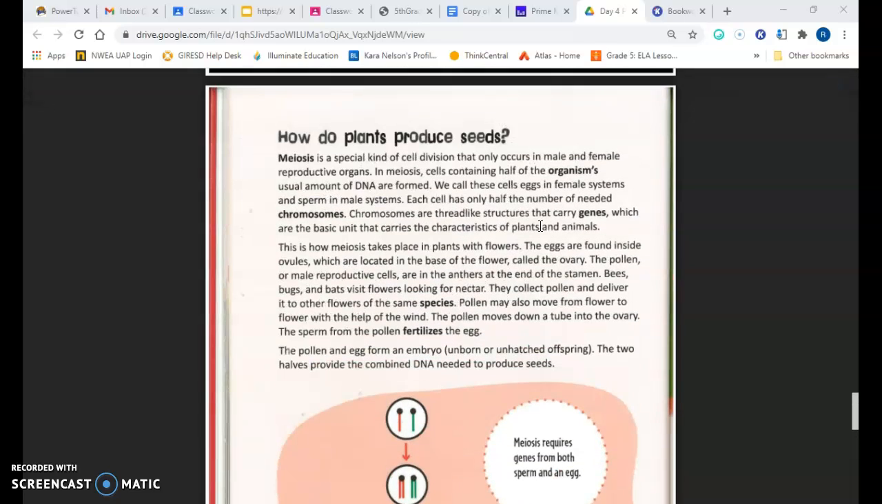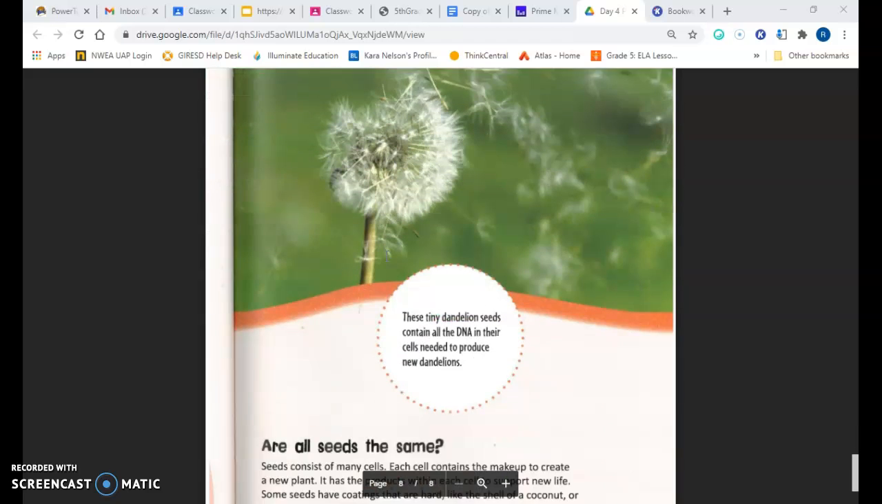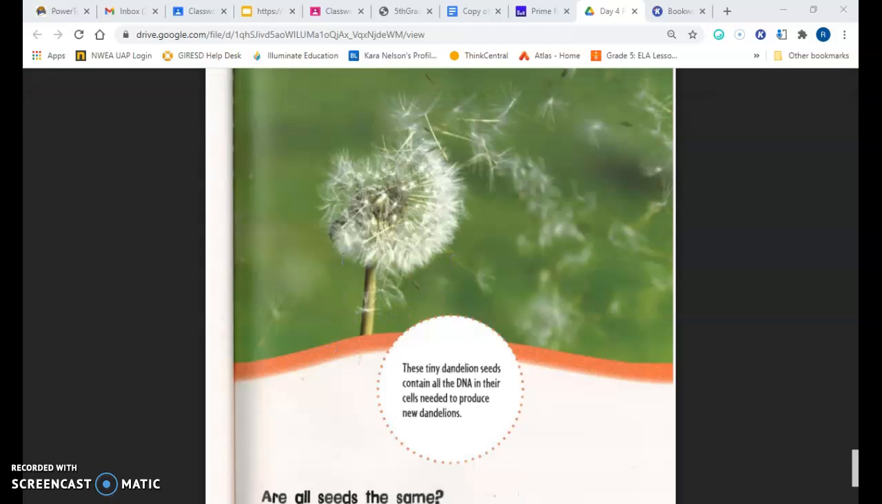So question for you on this, why are animals needed to help plants in meiosis? So what role do animals play in this process for plants? There's a little picture here. It says these tiny dandelion seeds contain all the DNA in their cells needed to produce new dandelions.